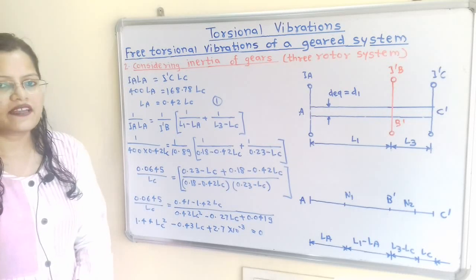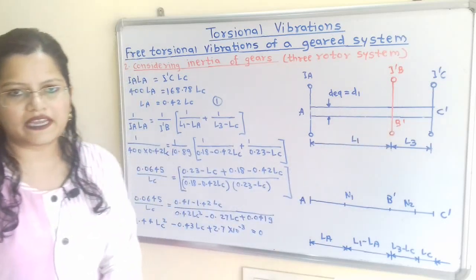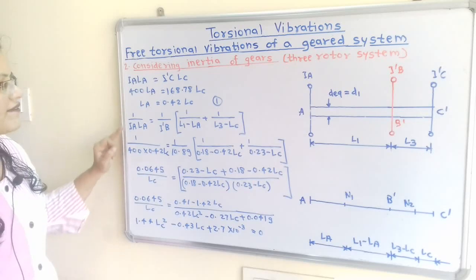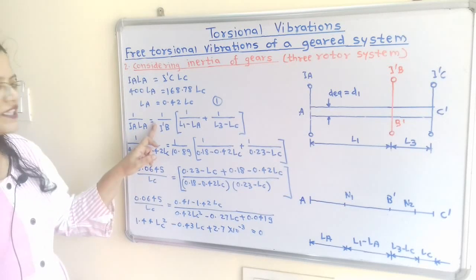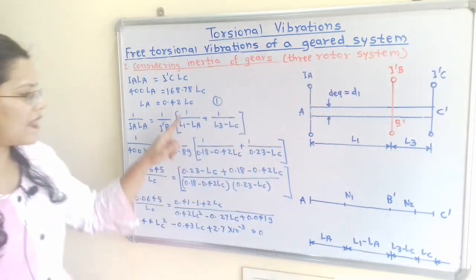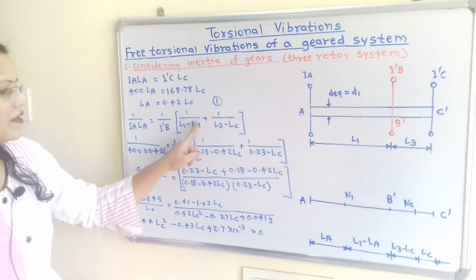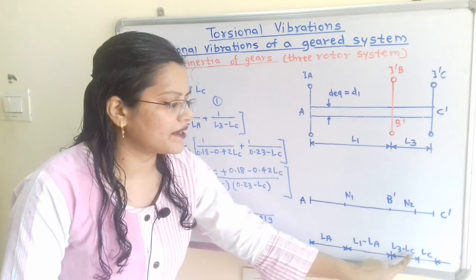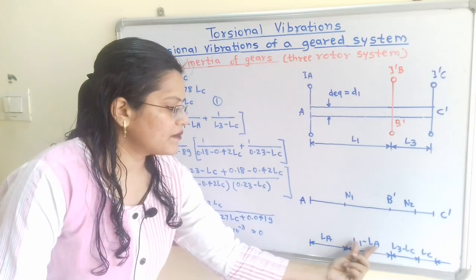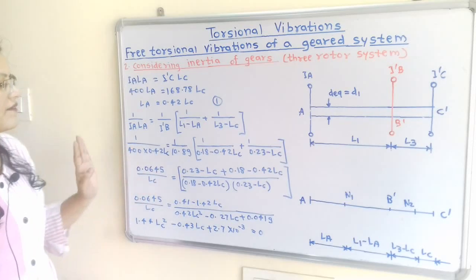Now we will take the relation between the rotor A and this rotor B dash. So how to find out this? So we have one condition, 1 divided by IA LA is equal to 1 divided by I dash B in the bracket 1 divided by L1 minus LA plus 1 divided by L3 minus LC. So from the diagram we can take this value L1 minus LA and L3 minus LC. Now we will put the value.